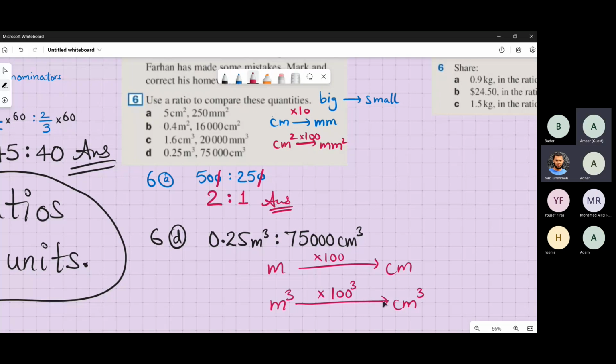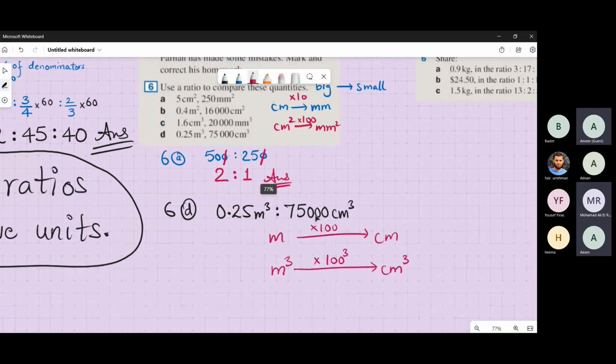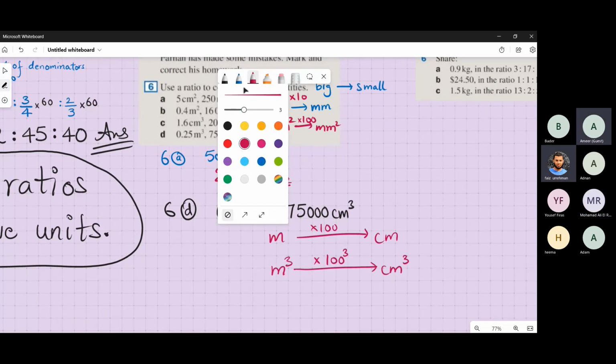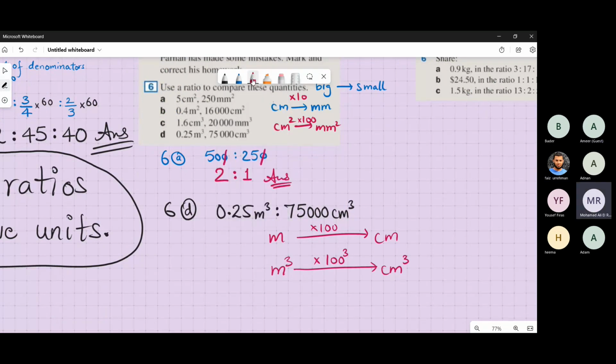Which is 1 million. Not 100,000, 1 million. 1 million is 6 zeros, and then two zeros and 1. So this is what? 1 million.